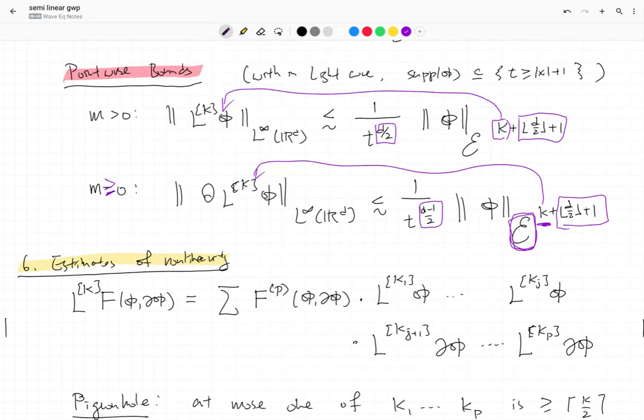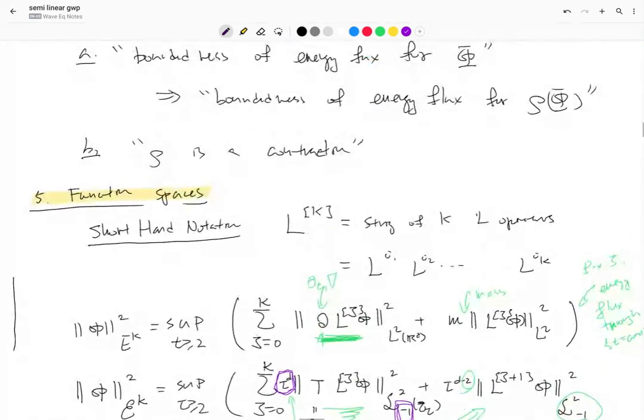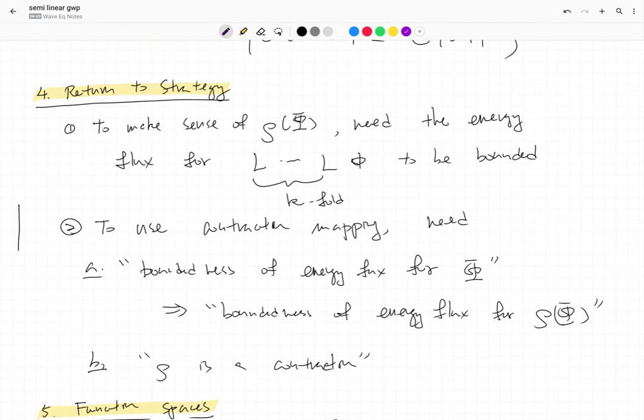Okay, so these are the pointwise bounds that we're going to have. Based on these pointwise bounds, let me talk about how we can actually use this to estimate the nonlinearity, because estimating the nonlinearity is the key concept that is going to factor into our strategy here. Remember, we want to prove that the boundedness of the energy flux implies the boundedness of the energy flux for the new thing, and the energy flux for rho phi, remember, depends on the homogeneous part plus the contribution from the inhomogeneous terms.